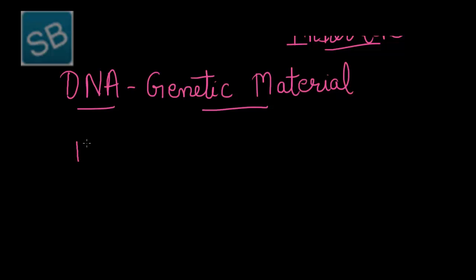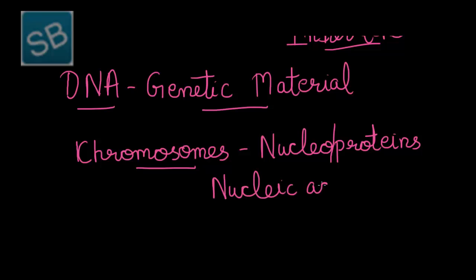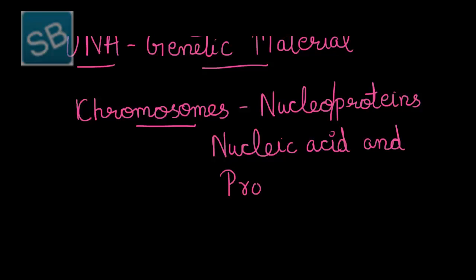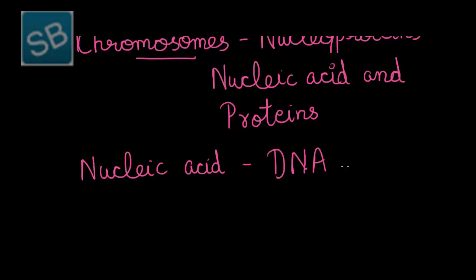As said earlier, the chromosomes are mainly made up of nucleoproteins, which means nucleo plus protein, that is nucleic acid and protein. Thus, it is because of these two that the mechanism of inheritance and thereby heredity information occurs. This nucleic acid contains the genetic material, that is DNA and RNA.